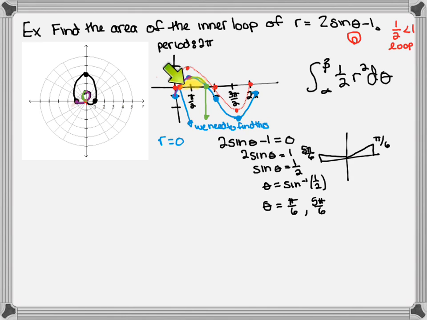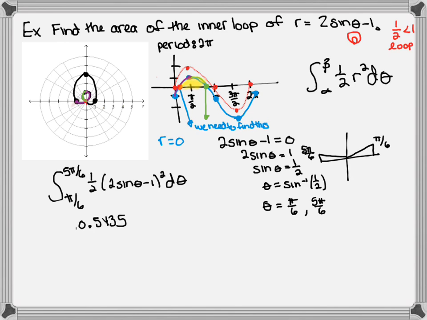So that is this one. This is pi over 6. This one is 5 pi over 6. These are called the polar tangents. So I'm going to be going from pi over 6 to 5 pi over 6 of 1/2 r squared d theta. And we're going to use a calculator to calculate this. Once we put this in our calculator, we get 0.5435.